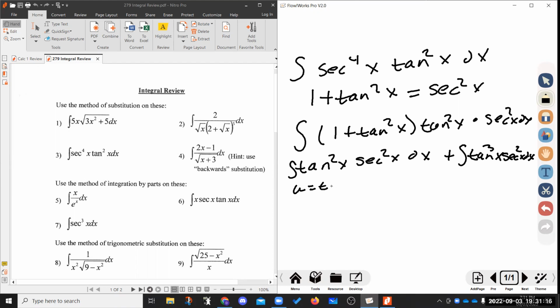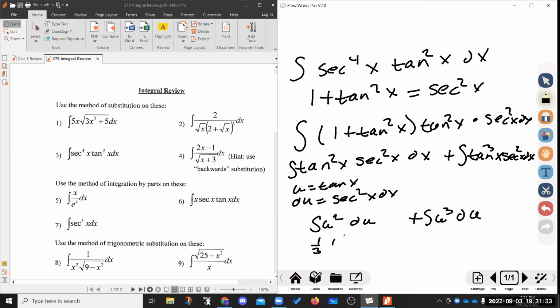We're going to have u equal to tangent x, du equal to secant squared x dx in both of these. So this is going to be u squared du plus u cubed du, which is 1/3 u to the third plus 1/4 u to the fourth plus c. This will be 1/3 tangent cubed x plus 1/4 tangent to the fourth x plus c.